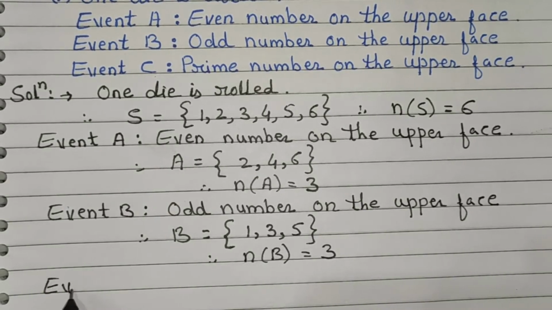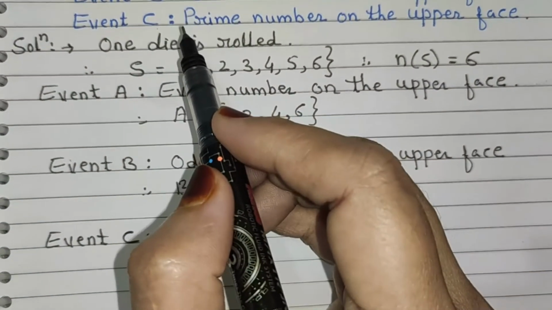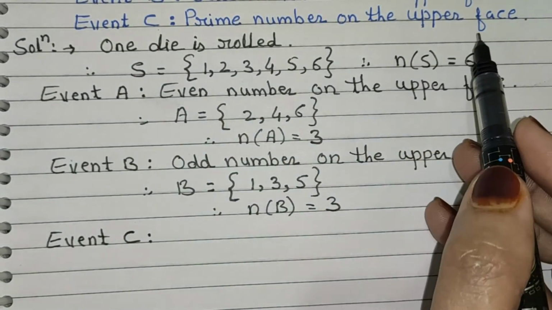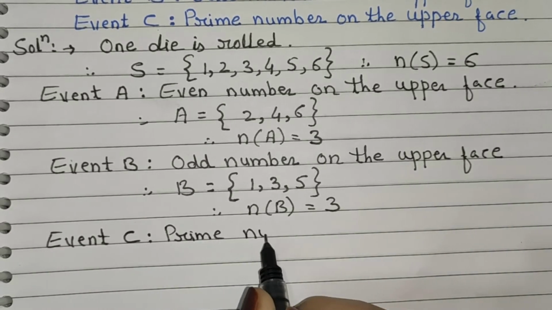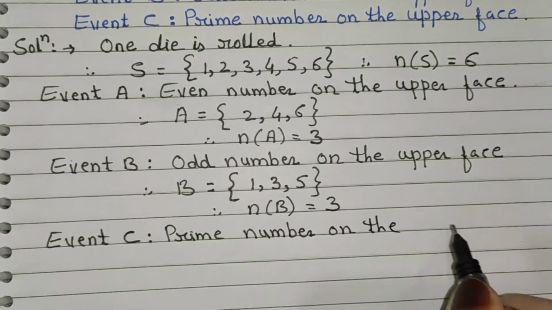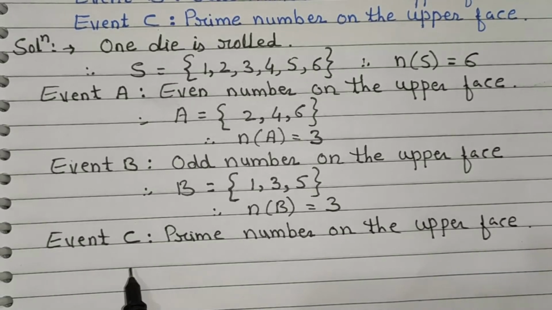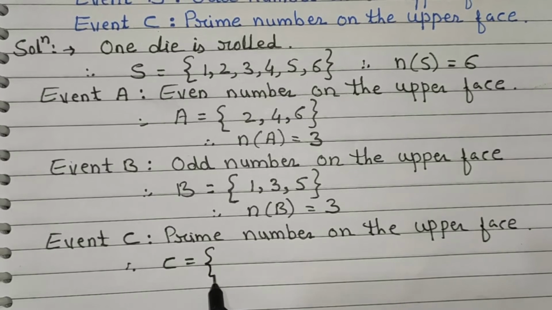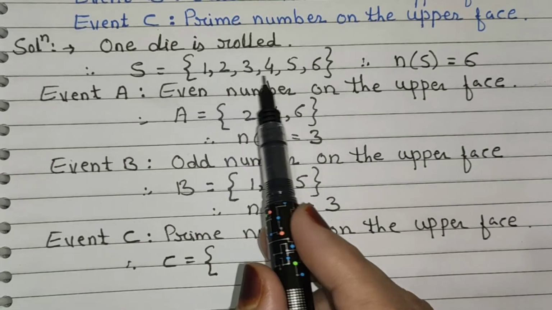Now next event is event C. Now the condition given here is prime number on the upper face. Therefore C is equal to, inside the bracket, now we know that a prime number is a number which is divisible by 1 or itself. Therefore look at the sample points.